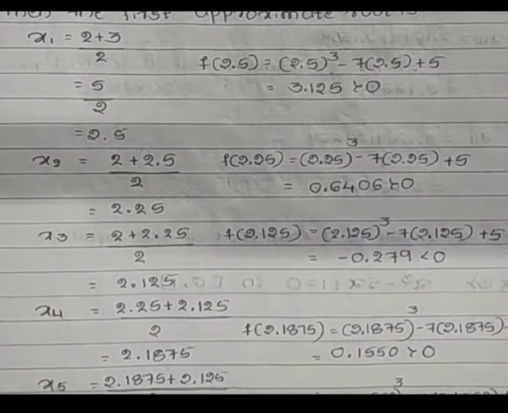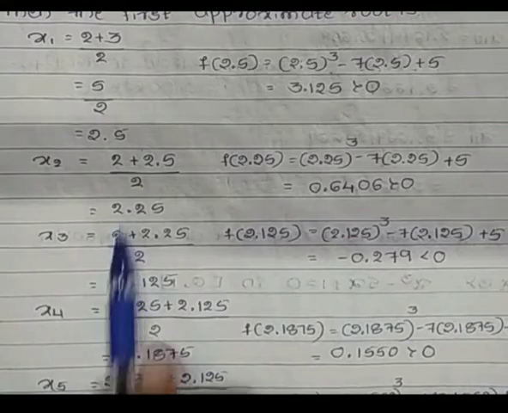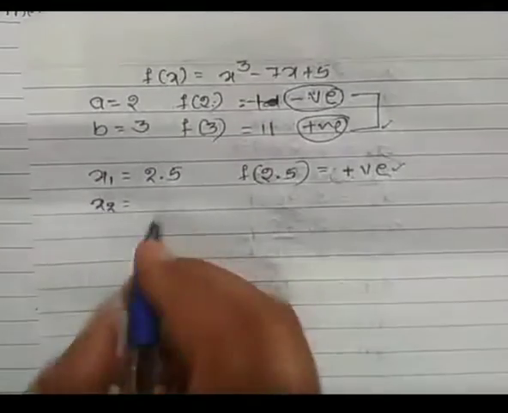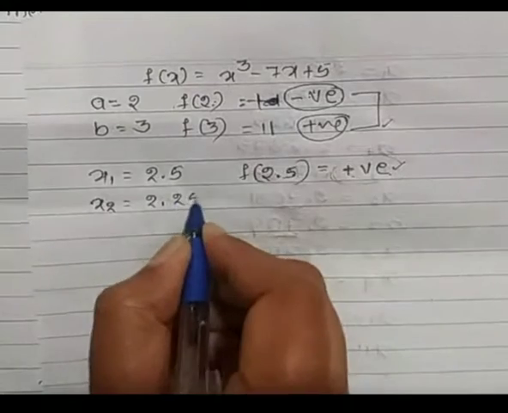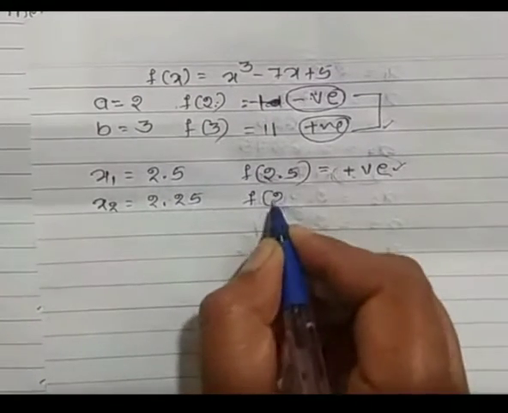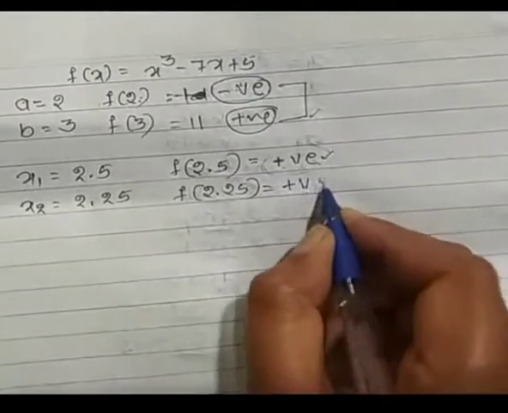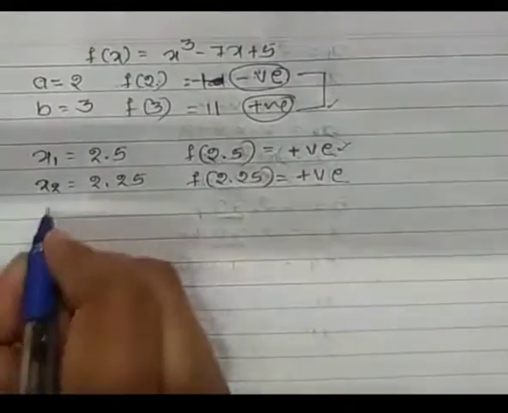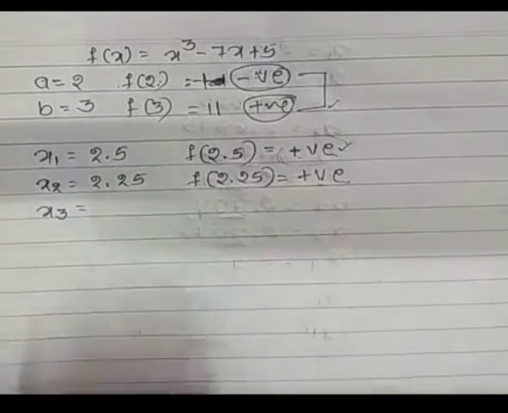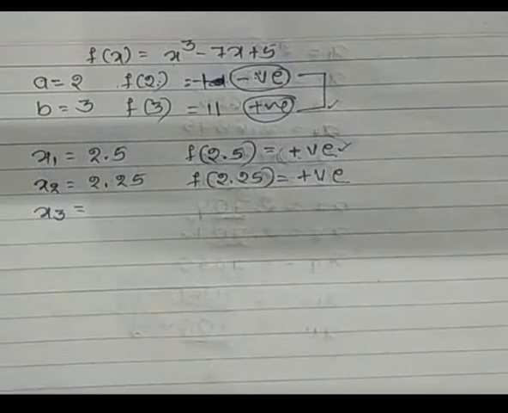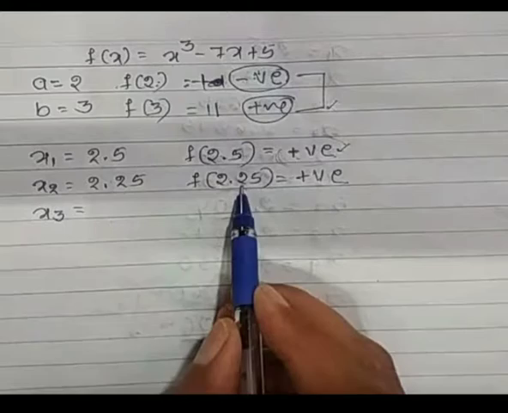Okay. Now we got the x2 value as 2.25. Then what about the f of 2.25 answer? F of 2.25 is greater than 0. Greater than 0 means it is a positive value. Then calculate x3. Now, how can we calculate x3? Along with one positive and one negative value. The previous value we obviously have to consider.